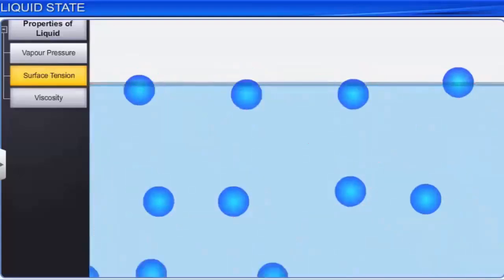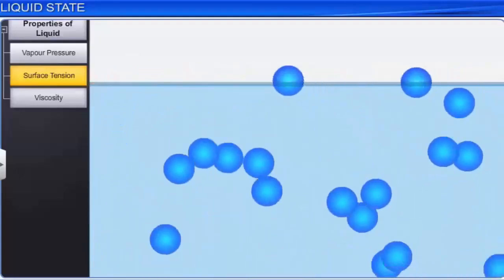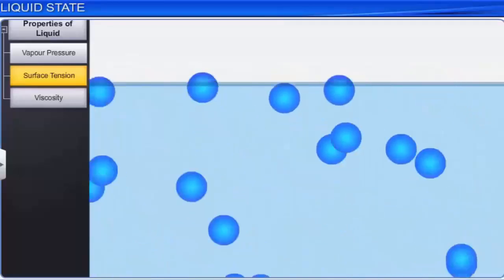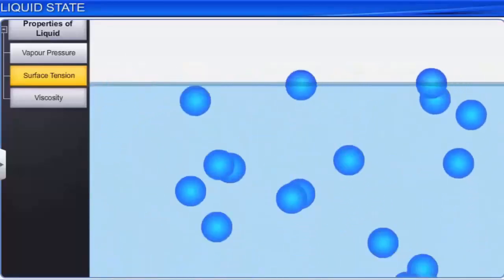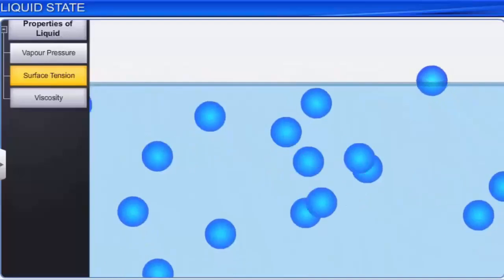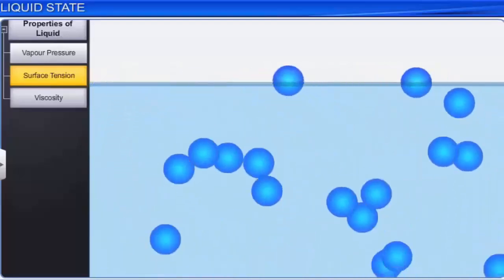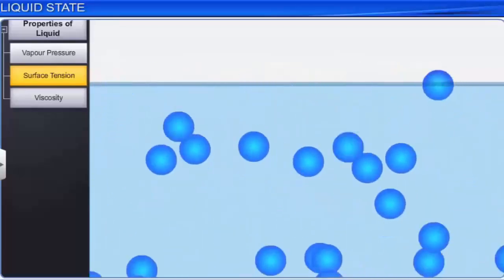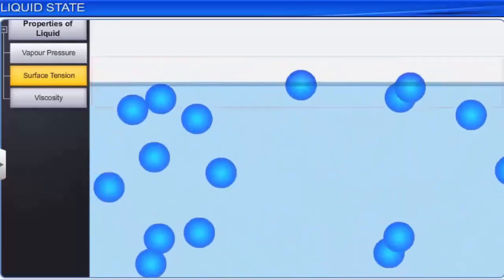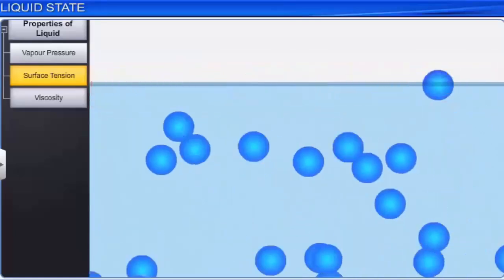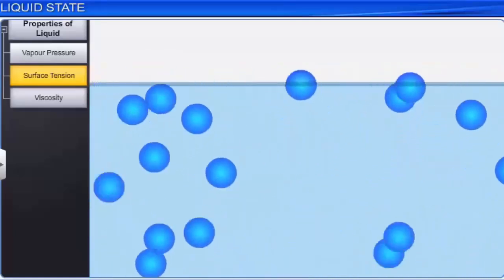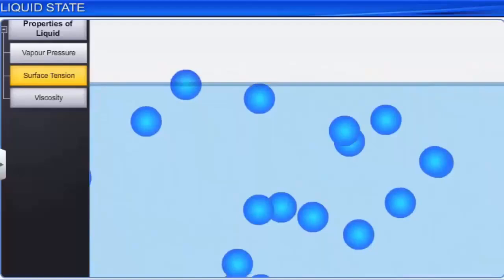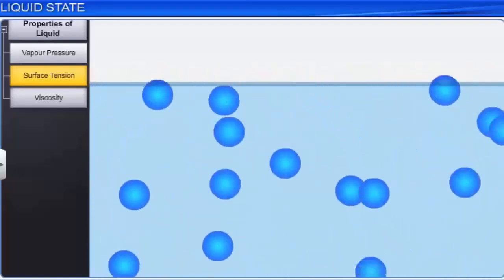The liquid surface is therefore under tension and tends to contract to the smallest possible area in order to have the minimum number of molecules at the surface. The attractive forces have to be overcome in bringing the molecules from the bulk to increase the surface of the liquid. This requires expenditure of energy.